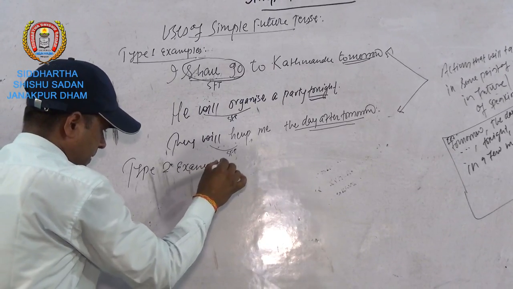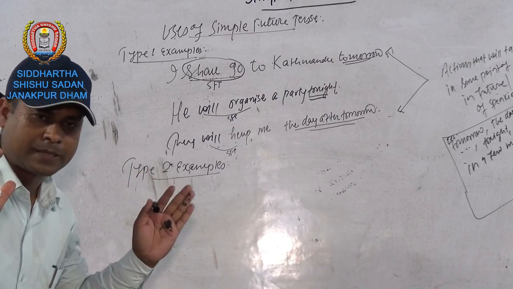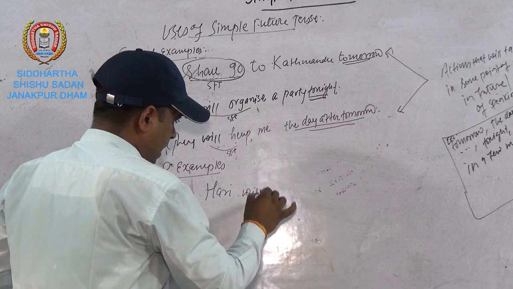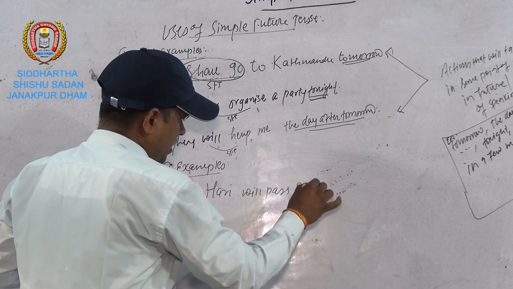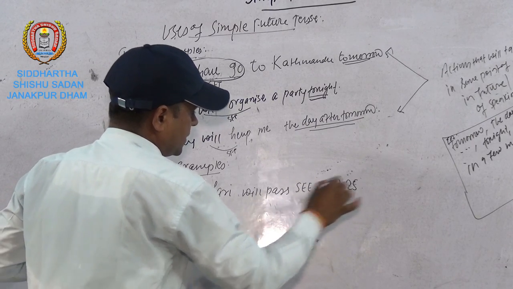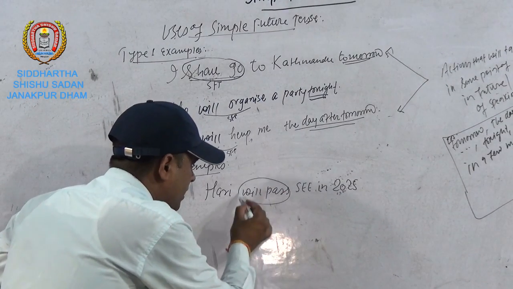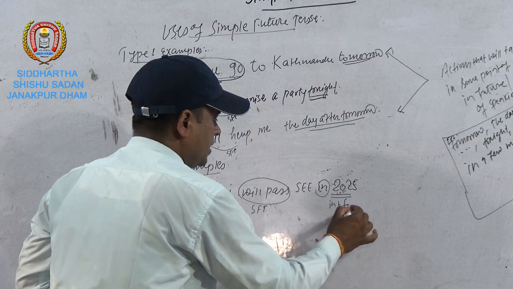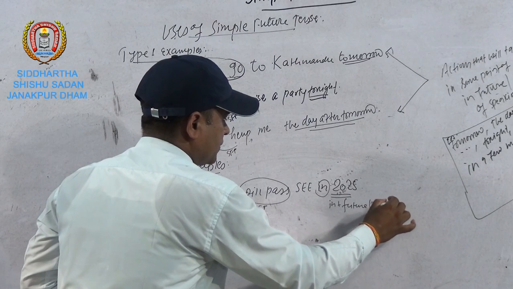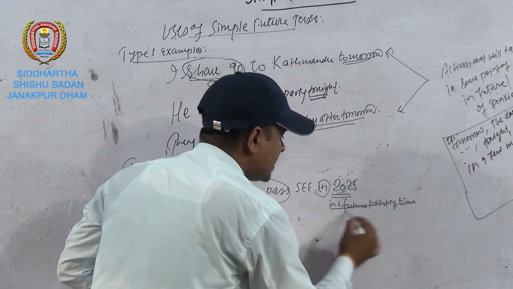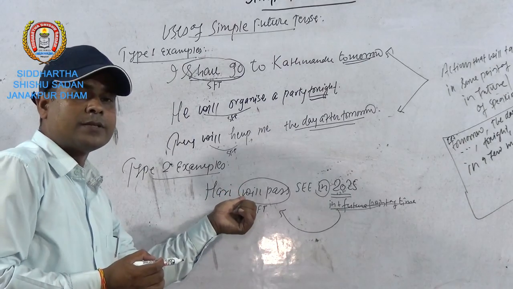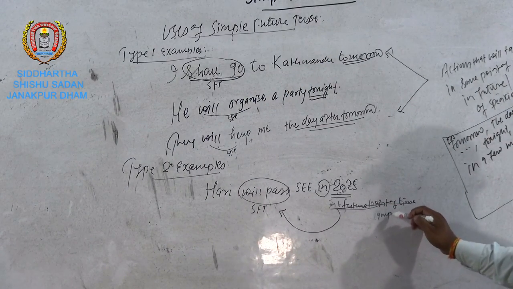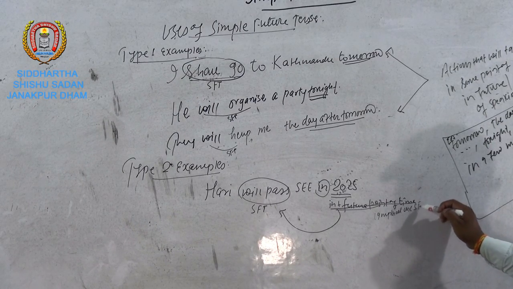Type 2 examples. Dear students, let's observe the examples first. And the example is: Hari will pass SEE in 2081. What is the tense used here? Will plus V1, simple future tense. Why? Because in plus future point of time is here. Yes, it implies, it indicates that there should be simple future tense. It is called implied use of simple future tense.